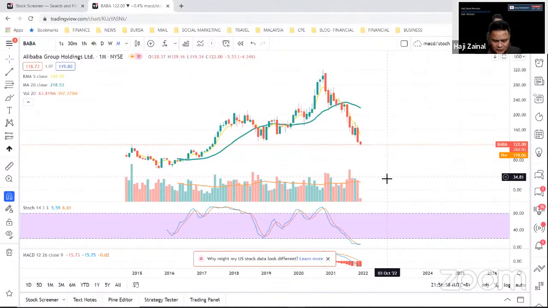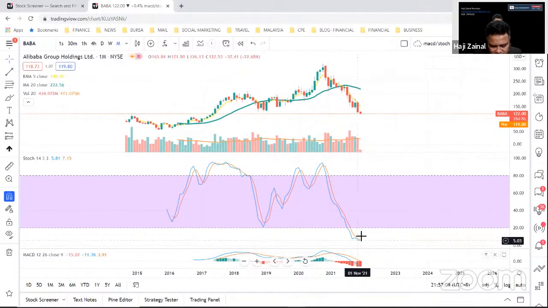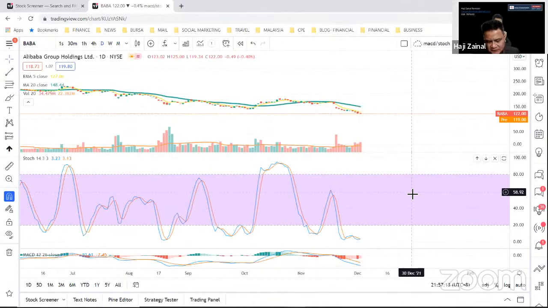We can determine whether it is a bottom or not by looking at the stochastic or MSTA. Let's say we go to daily. Now, daily. Okay, now this one, from the stochastic and from the MSTA.